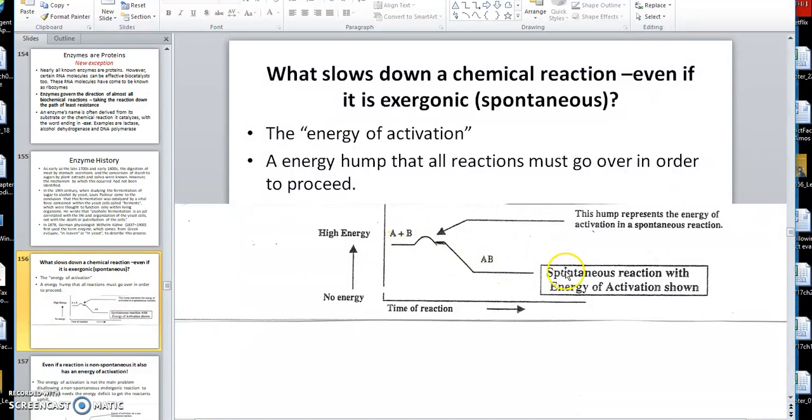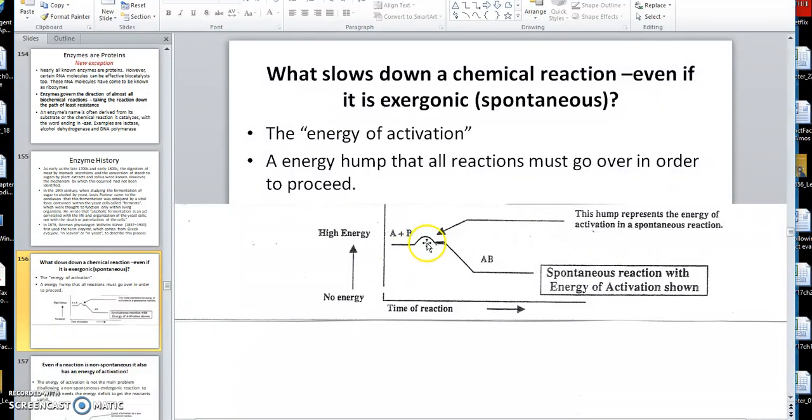Again, an exergonic reaction is spontaneous because it already has enough energy. But my point is, and I want you to pay attention to this, that even on this exergonic reaction, there's a little hump of energy it must go over. Kind of a hump of energy to get the reaction started, the energy of activation. So that hump is the energy of activation. That means even though this is exergonic, it still can't fall down the hill until it goes over that.